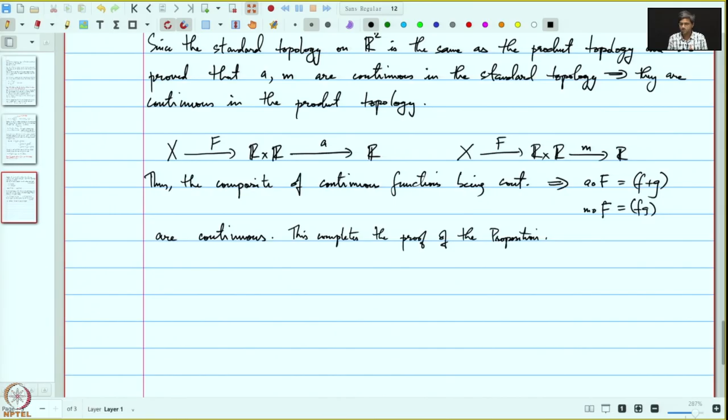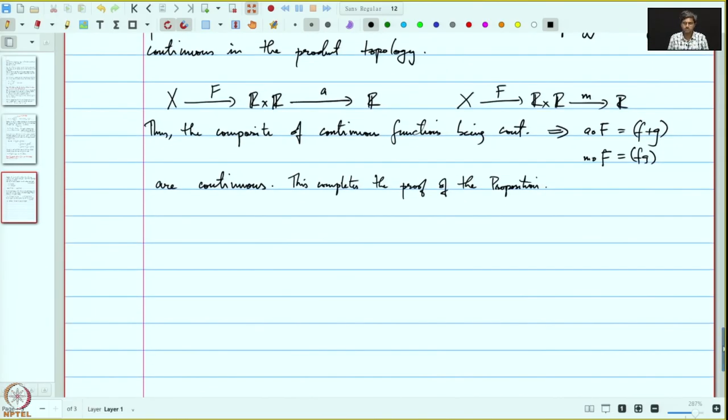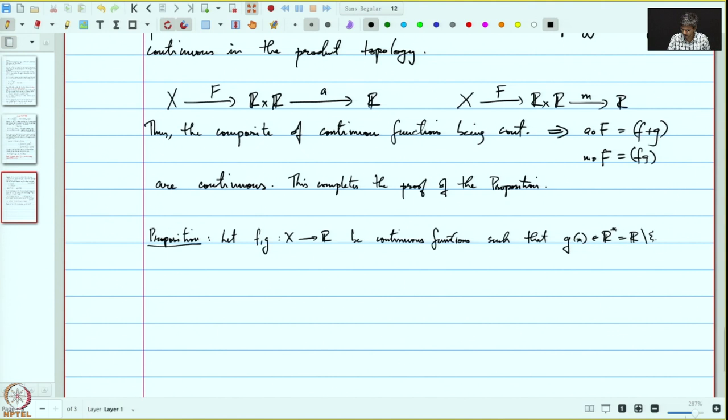So before we end today's lecture, we will prove one final proposition, which is similar to the above. So this one says the following. Let f, g from X to R be continuous functions such that g of x is non-zero. Recall what R star was. This is notation for R minus 0, for all x in X.